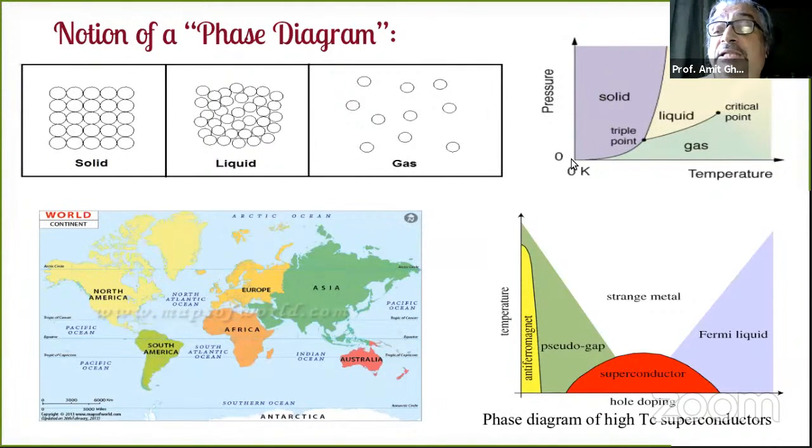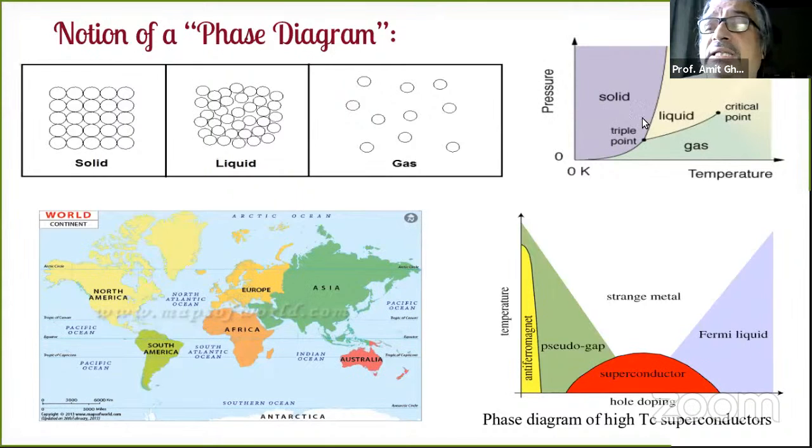For example, as a function of temperature and pressure, this is the regime of solid behavior, this is the liquid behavior, and this is the gaseous behavior. In fact, liquid and gas beyond this point, which is called the critical point, are not different. You can go from one to the other smoothly. What I mean by smoothly is not something that I'll explain now, but don't worry.